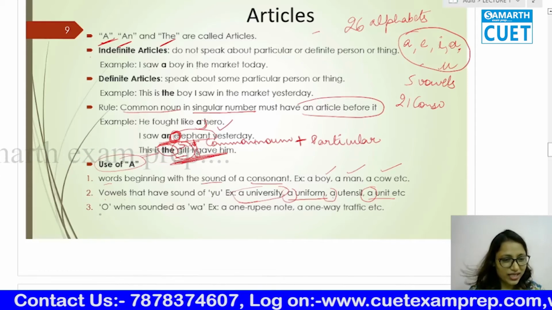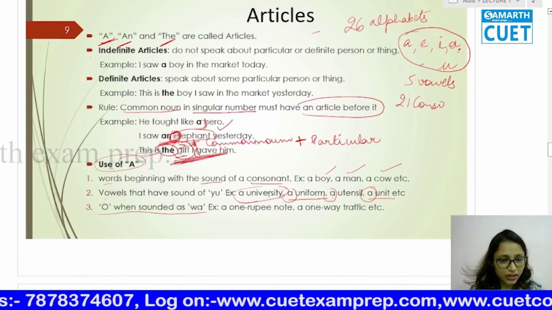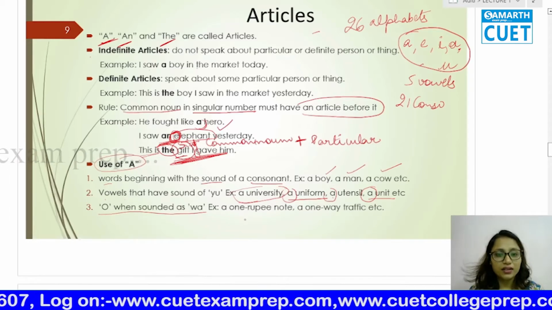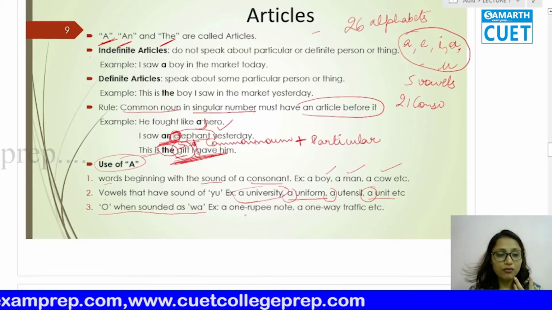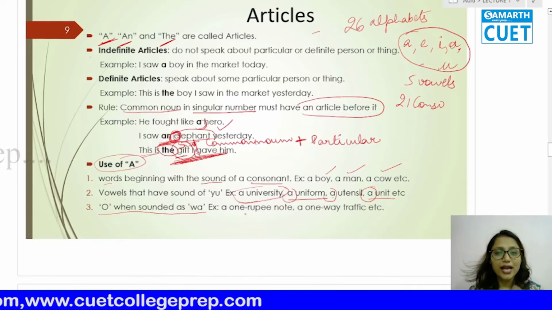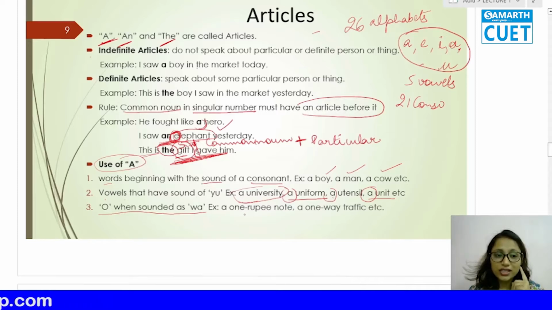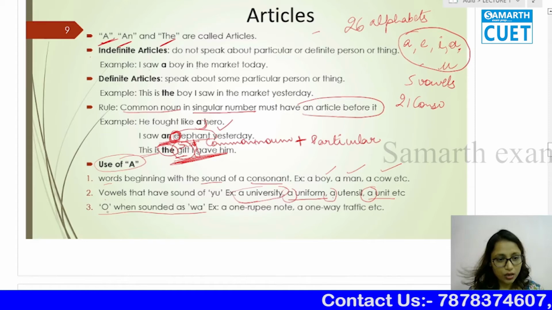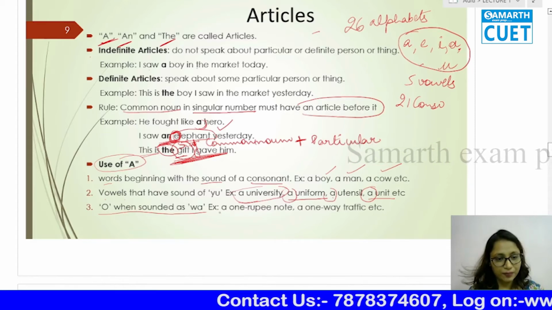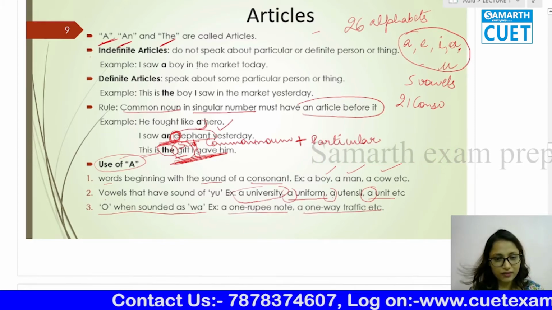Okay, the third rule says O when sounded as wa. That means a one, w. There you are going to listen to the sound of w in O. That's not an, like when you are saying orange, an orange. There it is not sounding like one. Orange is O. But here, wa, one, 1 rupee. So if you see O when sounded as w, a 1 rupee note, a one-way traffic is an example.